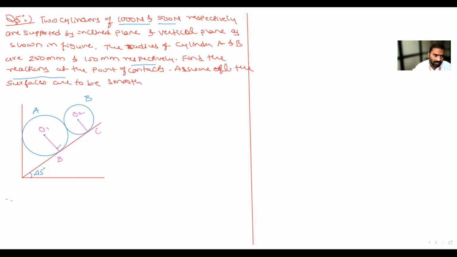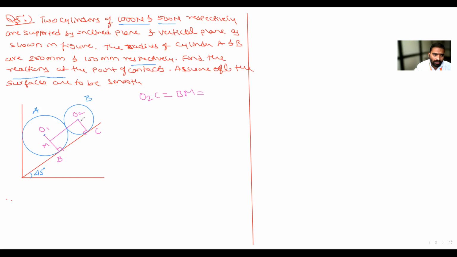The angle between these two is how much? This is 90, this is 90. I will draw one more line like this. I will construct one parallelogram. So O2C, I will take this point as M. So O2C is equal to BM. Is it correct? Yes, sir.